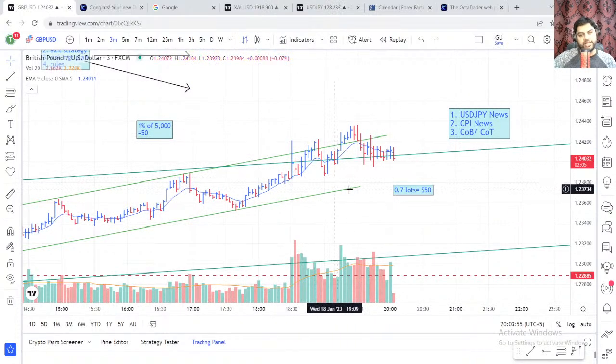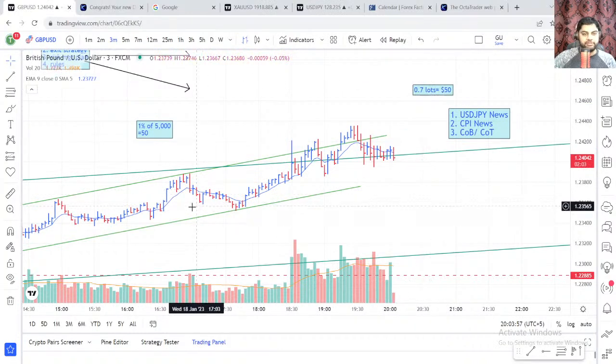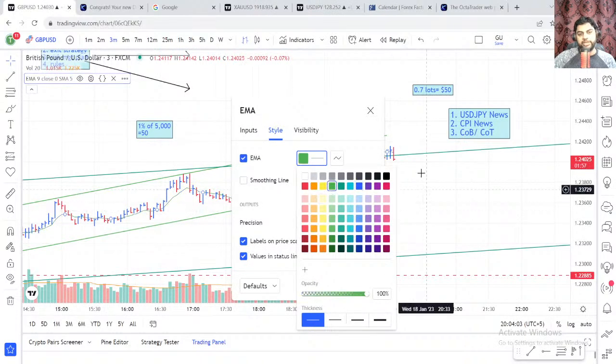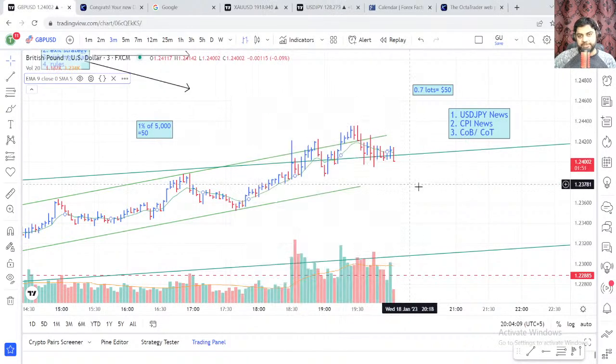If you don't like it, then okay, blue is fine. I think for me blue works, and sometimes I change it to, let's say, green, or maybe a dark green, or whatever. So whatever works for you, that's fine. I will keep it green.